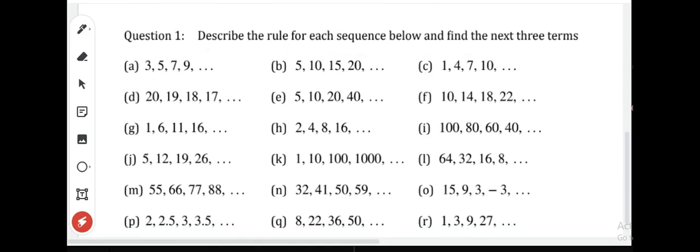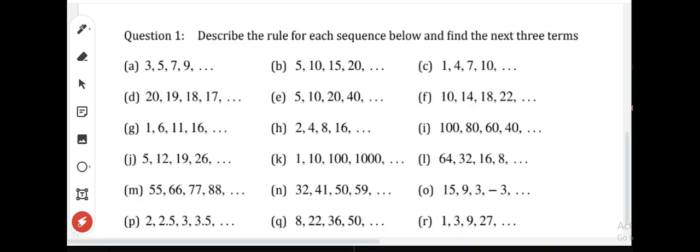Then describe the rule for each of these. You know, describing the rule is the term to term rule. 3 plus 2 will give you 5, plus 2, 7, plus 2, 9. The same thing here. 2 plus 2, 4 plus. Okay, this one is slightly different. 2 plus 2, you have 4. 4 plus 4, you have 8. 8 plus 8, you have 16. This one is 1. The next one, you add a 0. The next one, you add a 0. The next one, you add a 0.